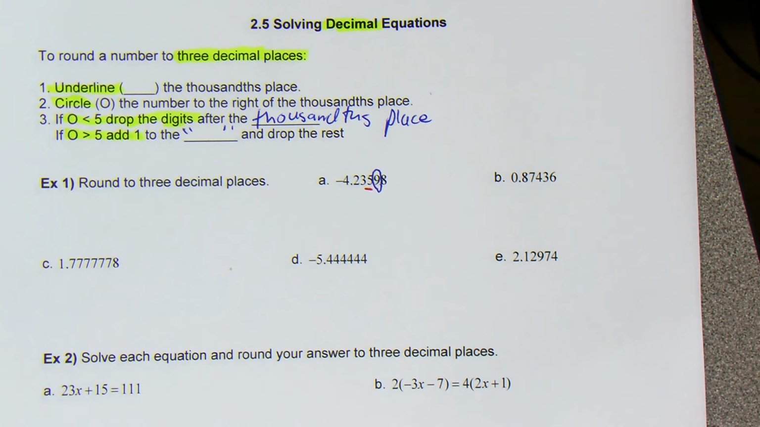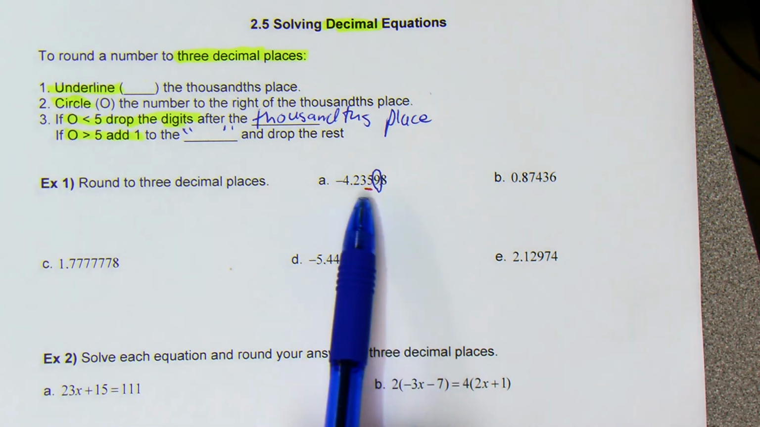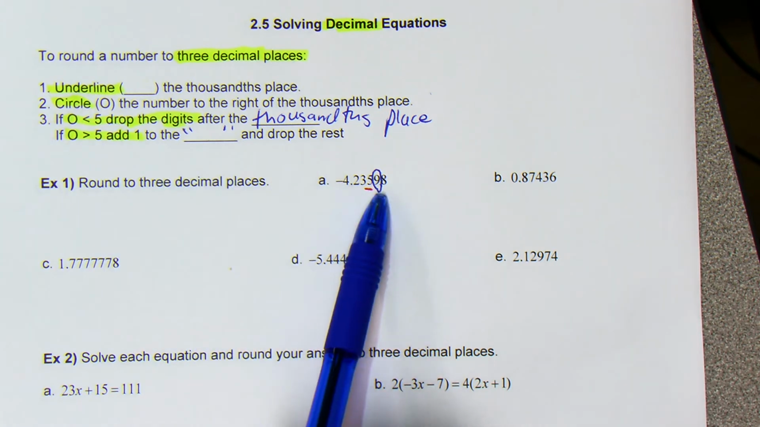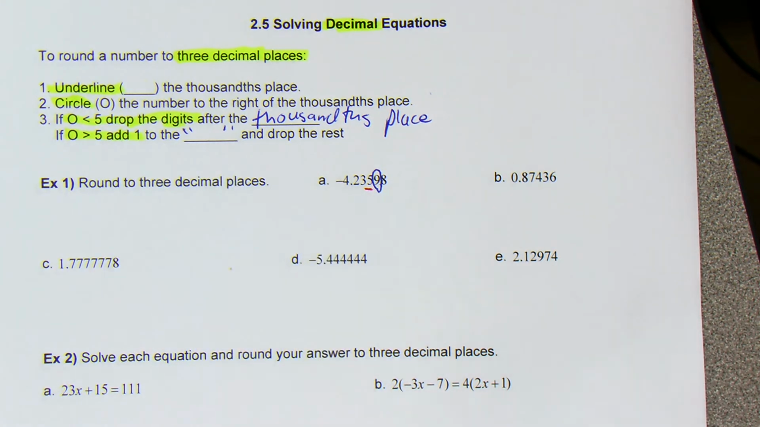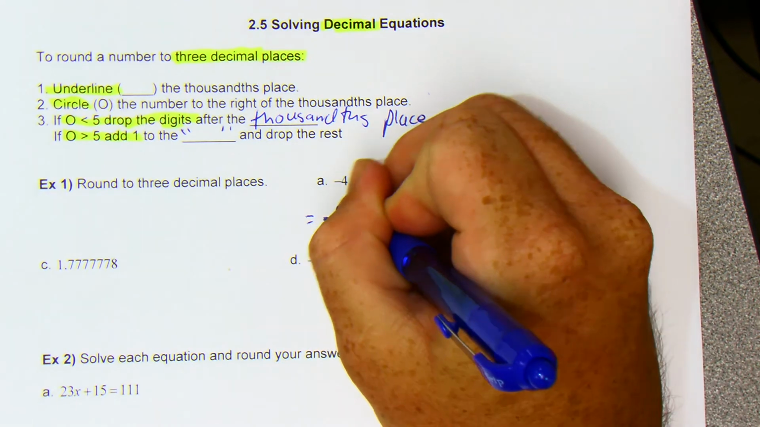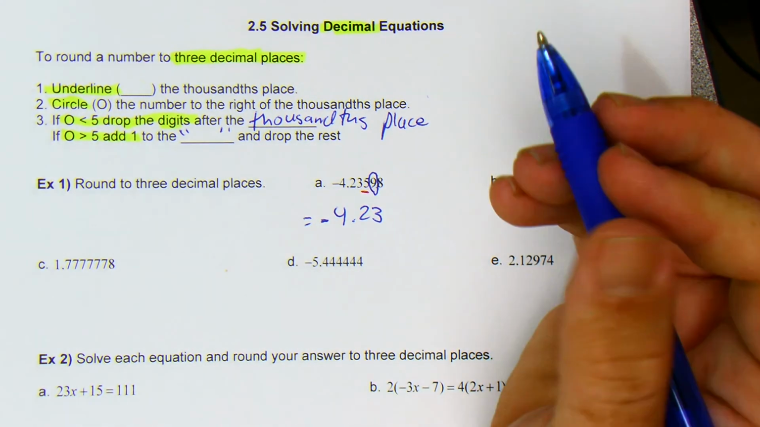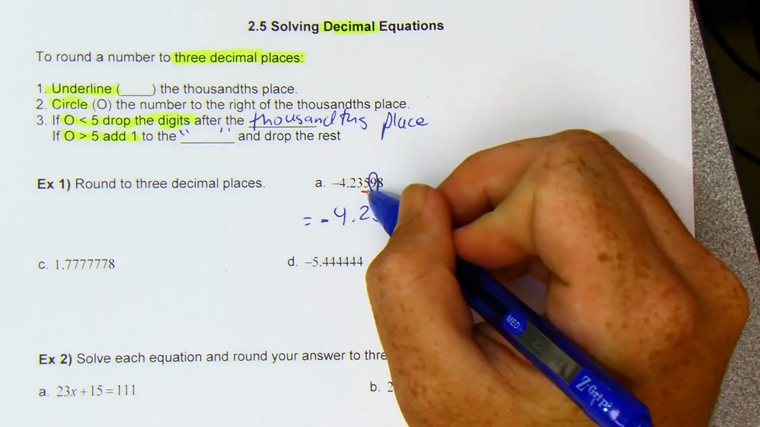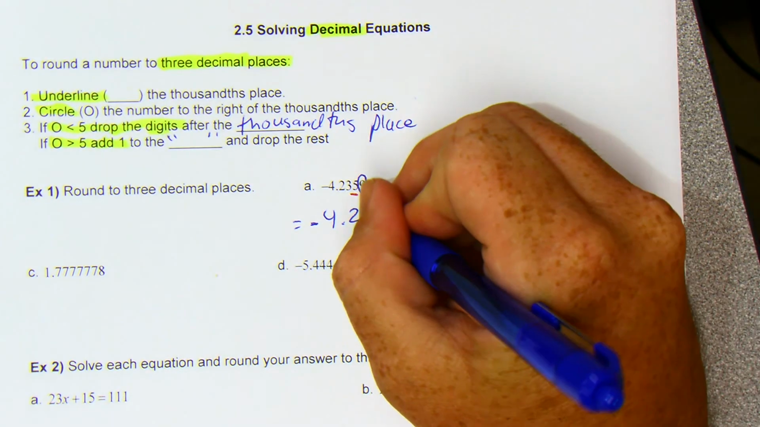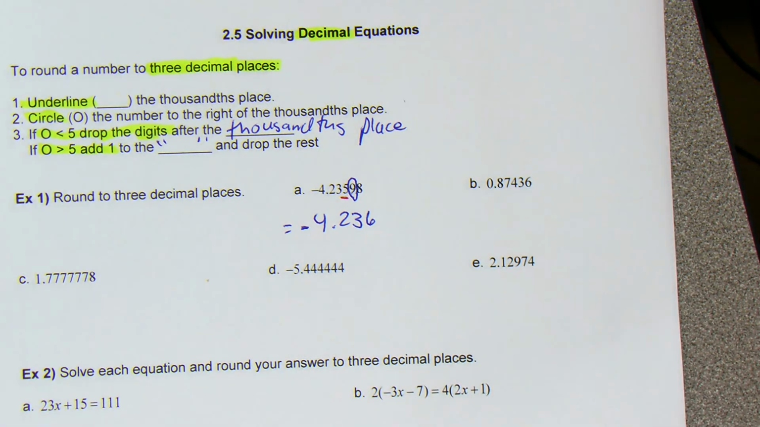My next step: if the circled number is less than 5, we drop the digits after. This circled number is not less than 5. It's a 9, right? So if the circled number is greater than 5, we add 1 to the thousandths place. So this new number would be negative 4.23. Now we add 1 to the thousandths place. Right now we have the 5 right here. If we add 1 to that, that is 6. And then we drop everything after that.